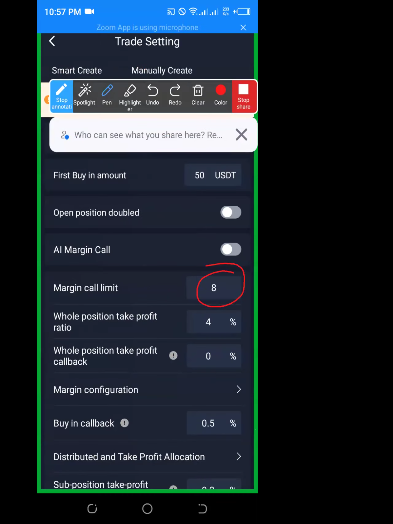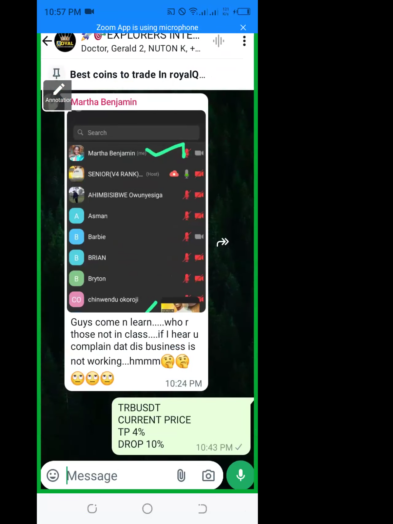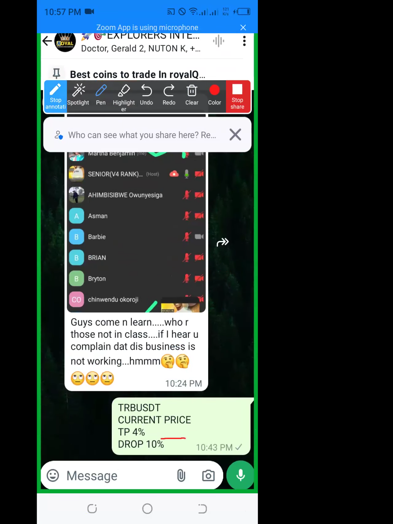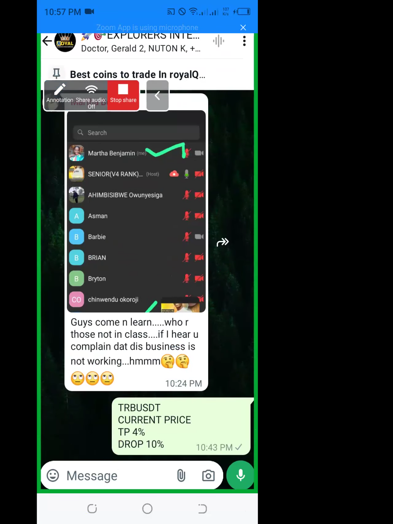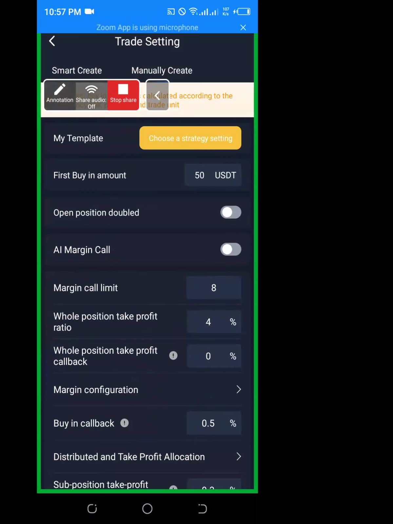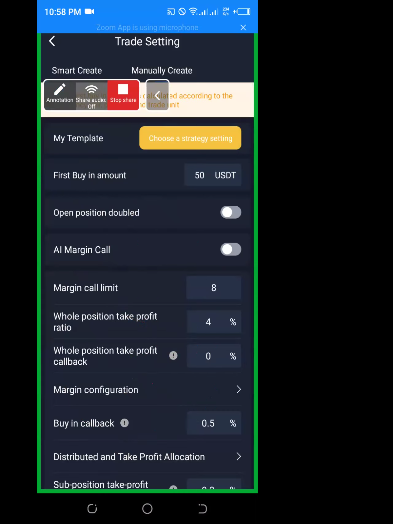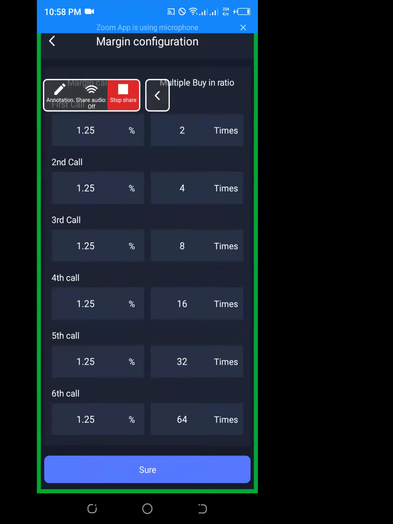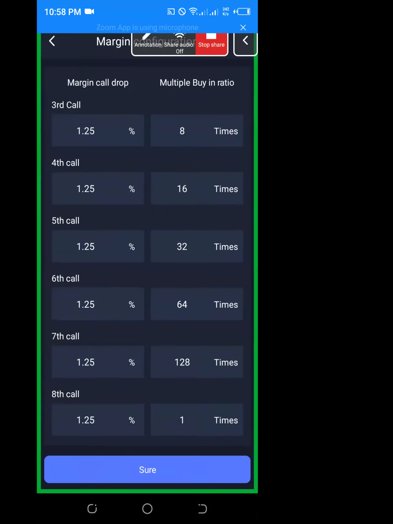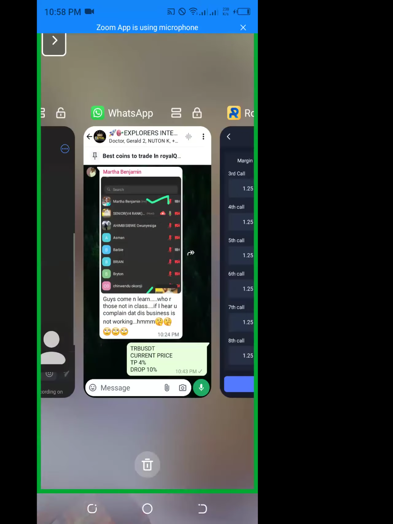The number of times the robot should buy for you. Those are the margin call limits. What about the call drop? The call drop is given in the signal. The leaders give you signals in the group with the call drops. It is here 10. 10 divided by 80 is 1.25. The answer you get is going to become your call drop on each and every margin call, from the first call up to the 8th call. I think I'm clear now.